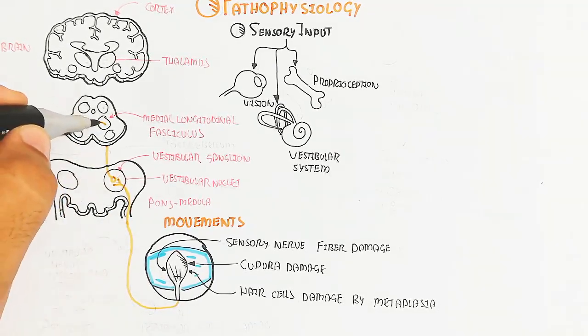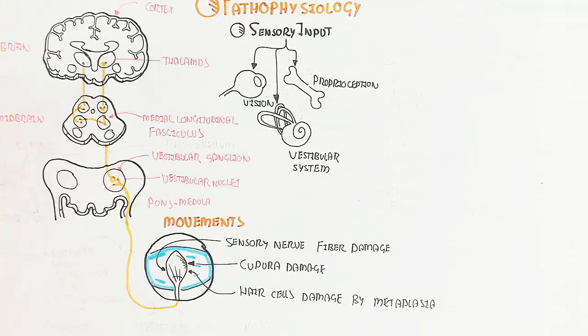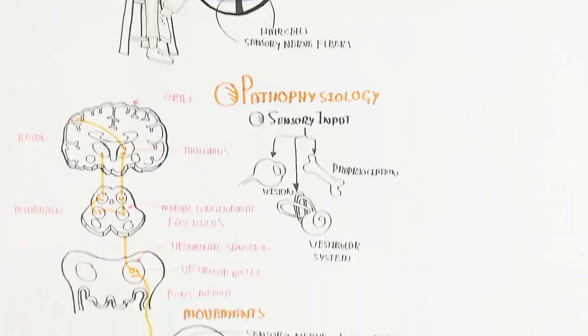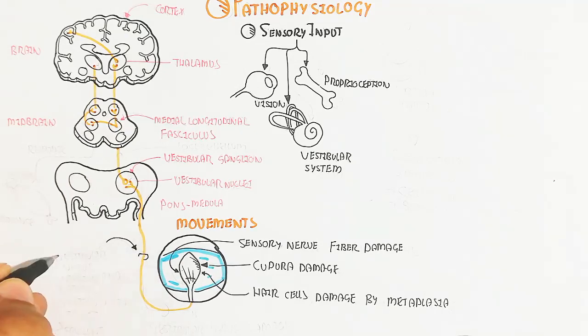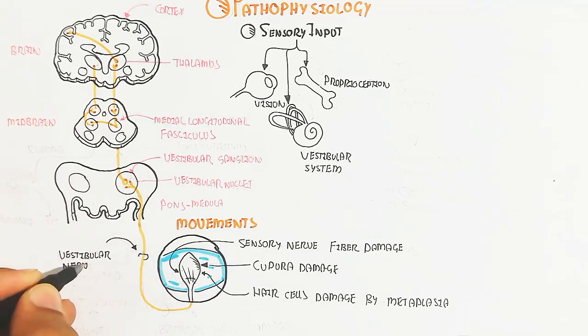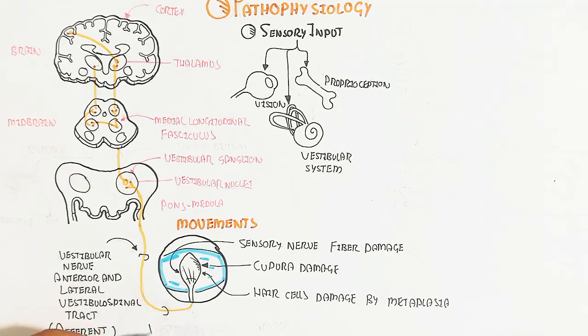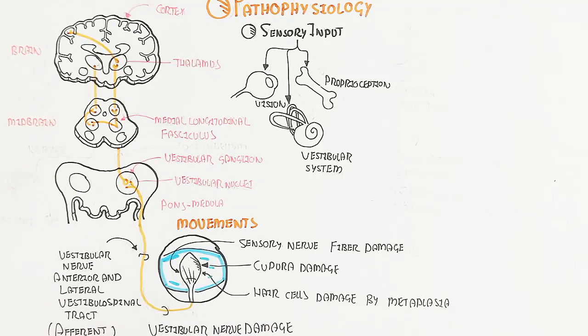In this way, here are the vestibular nuclei, which pass the vestibular nerve toward the medial longitudinal fasciculus, and then the thalamus, toward the site where balance is required. The vestibular nerve has anterior and lateral parts, and the vestibulospinal tract is the afferent nerve. This vestibular nerve can be damaged by multiple sclerosis, autoimmune disorder, injury or aging.